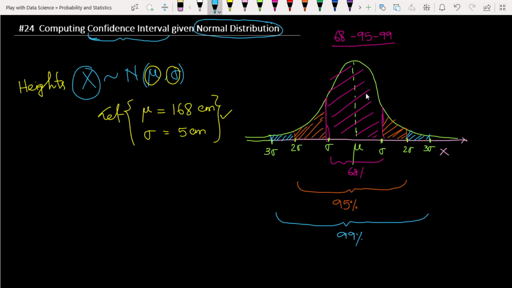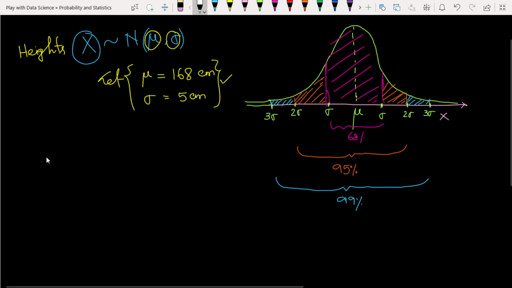If this is 68% and 95%, what do these regions mean? Up to here we have taken 95%, and these regions will be how much? 2.5%. I am talking about the regions after 2 sigma, the whole of these regions. This is 2.5%; you can calculate it yourself.